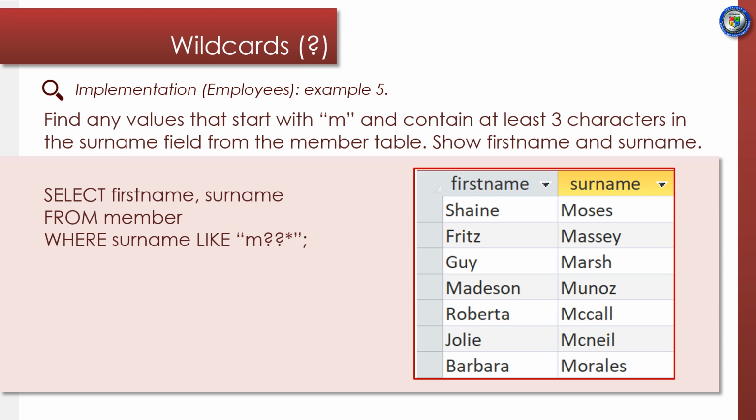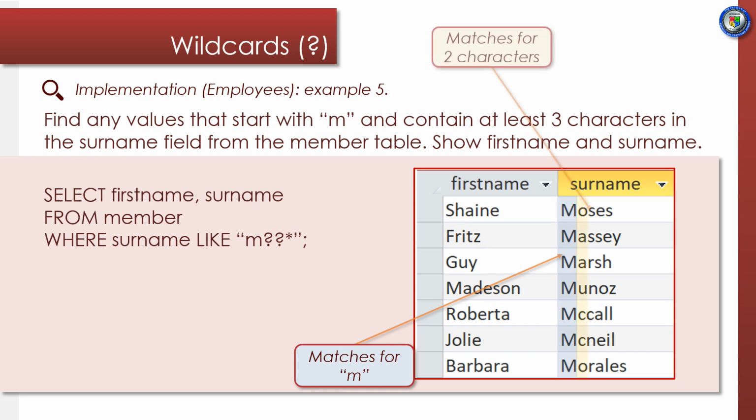Now we've said in this case it must contain at least 3 characters, but can contain more. So therefore our surname must start with the letter M, and here's our matches. We then must have a minimum of 2 characters, and these are represented by the 2 question marks. We can then have 0, 1 or multiple characters thereafter, because as a minimum we now have 3 characters. And we do this using the asterisk.